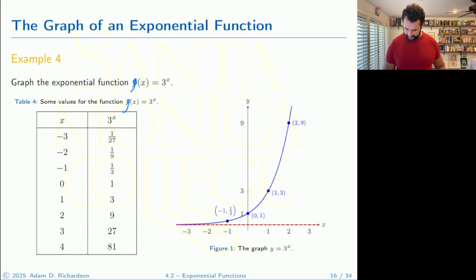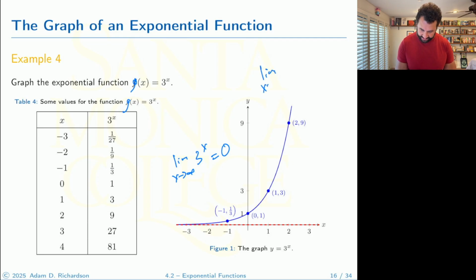I think I had this on another slide. I've got it written on another slide, but what I'm really trying to get at here is that the limit as x goes to negative infinity of 3 to the x equals 0. So it's plateauing down to that line 0. And the limit as x goes to positive infinity of 3 to the x is positive infinity. It's shooting up really, really fast, okay?